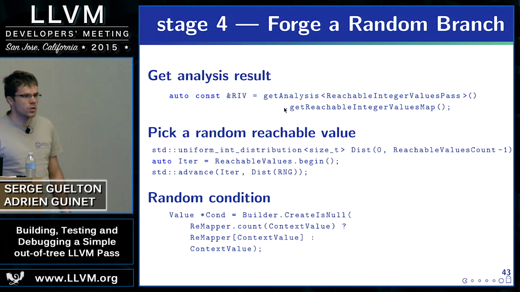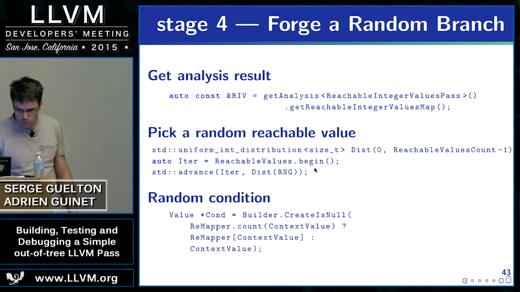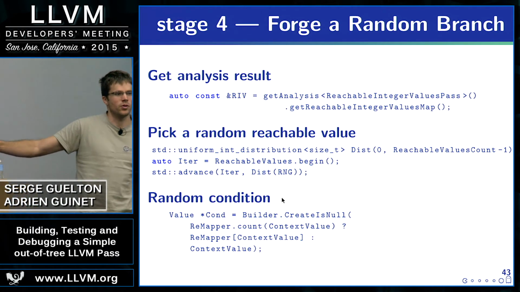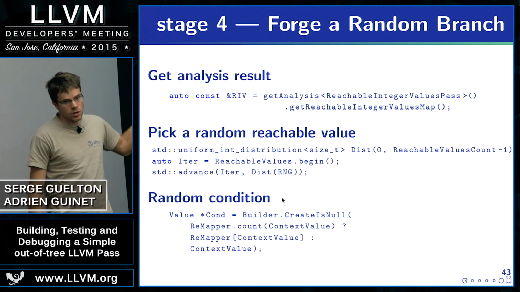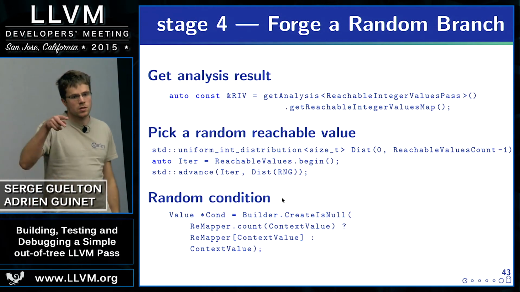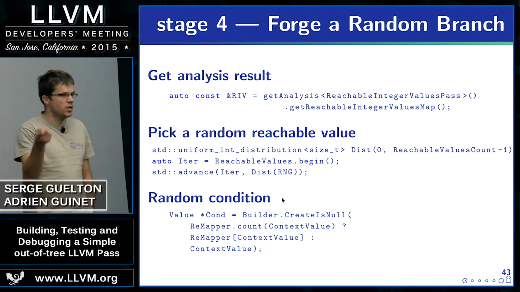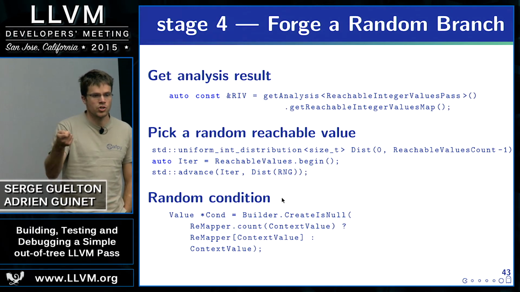And then once you have this mapping, for each basic block, you will get the set of values that are reachable from this basic block. And you can just pick a random value in this set, like I do here. And then to build the random condition, this is not the actual code you would write, because this one is pretty straightforward, but you can use IRBuilder, which we've already seen, and use the factory create is null that just tests the value compared to 0, whatever the type of the actual value, and it creates an I1, a Boolean value that can be fed to a branching condition.